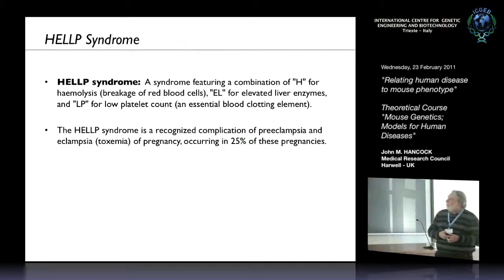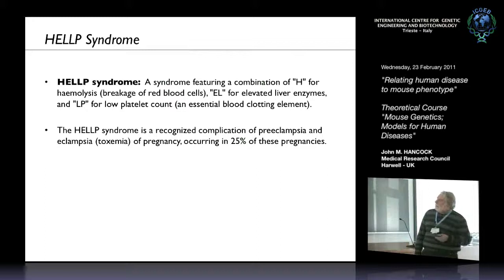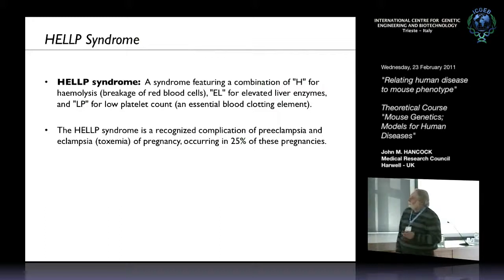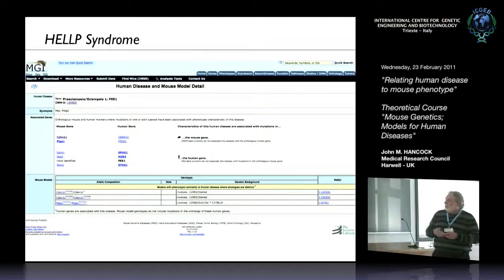So here's an example. This is HELLP syndrome, which is made up of a number of different phenotypes, which are reasonably good phenotypes. Low platelet count, elevated liver enzymes, a bit vague, but anyway. Hemolysis, which is clear. So this is, if you like, a disease, and it's actually one that's quite well defined in terms of phenotypes. And this is really just to show where the problems arise.